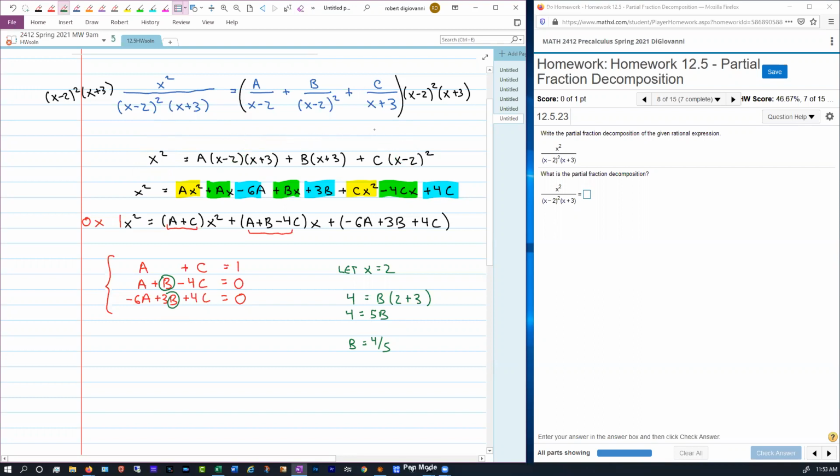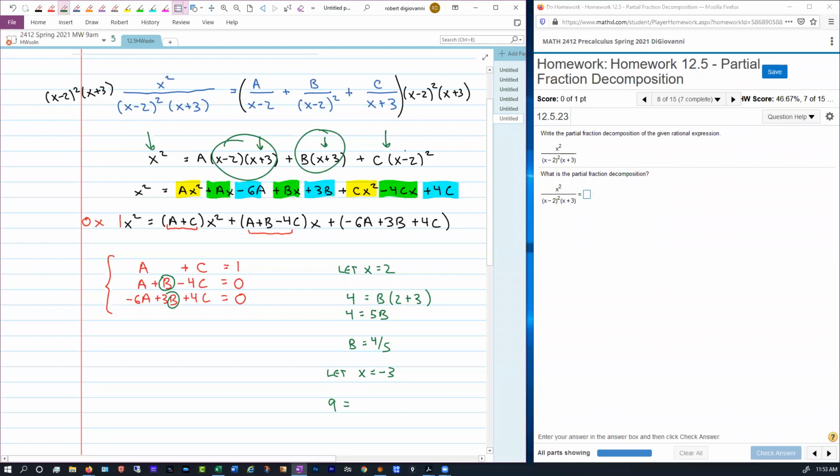Okay, let's see, could we get C? I think we can get C if we let X be -3, because it will kill this and this. So let's let X be -3. If we do that, on the left side, when we square X, -3 squared is 9. That must equal, these first two are gone.